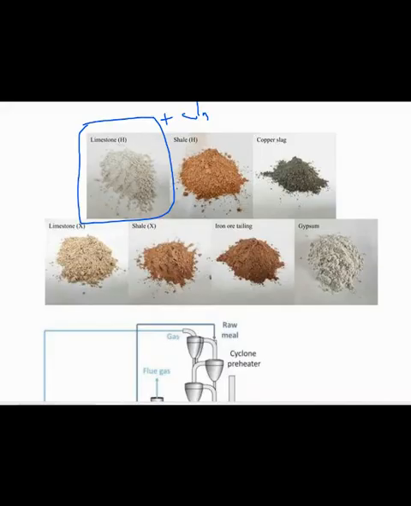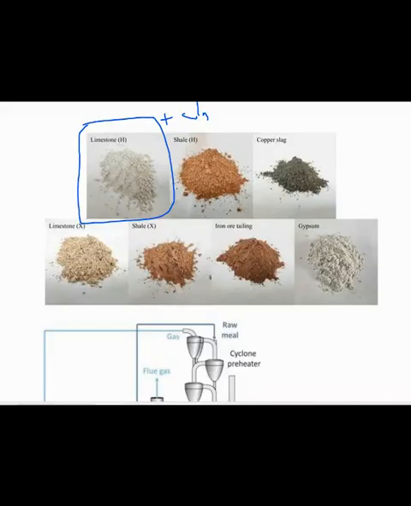Next, the crushed materials are ground into a fine powder called raw meal. After grinding, the plant mixes and blends it well, so the chemical composition becomes uniform. This is very important for good cement quality.